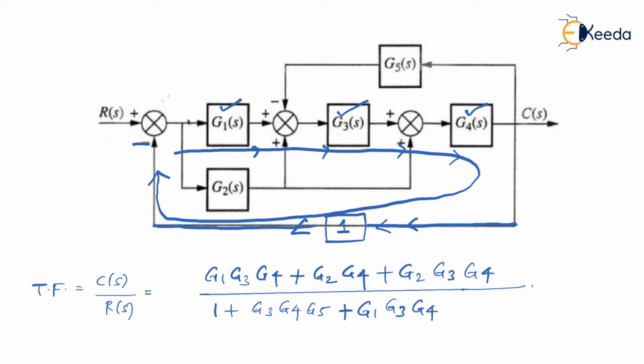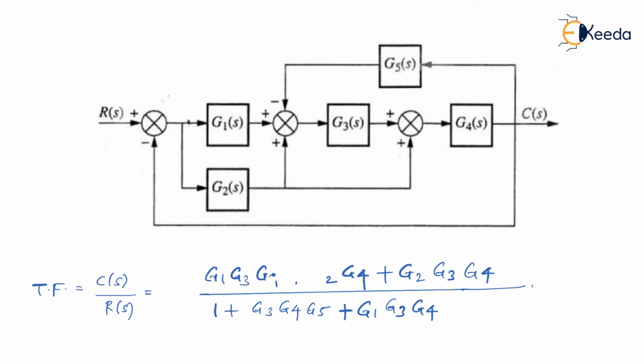So let us remove this. So let me restore here. It was G1, G3, G4 plus it is G2, G4. That was the second forward path, right? So these are the only loops possible which I have written. There is no other loop possible if you see carefully, right?